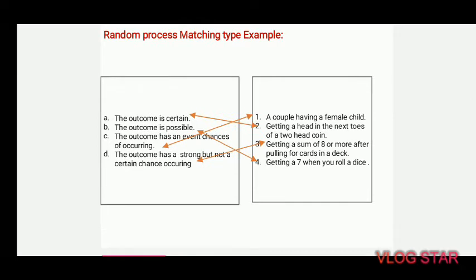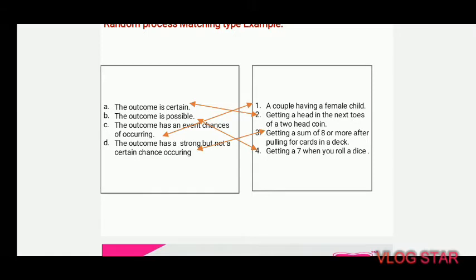Then random process, matching type example. Here is the example inside the boxes. Letter A, the outcome is certain. Letter B, the outcome is possible. Letter C, the outcome has an even chance of occurring. Letter D, the outcome has a strong but not certain chance of occurring. In the other box, number 1, a couple having a female child. Number 2, getting a head in the next toss of a two-head coin. Number 3, getting a sum of 8 or more after pulling 4 cards in a deck. Number 4, getting a 7 when you roll a die.